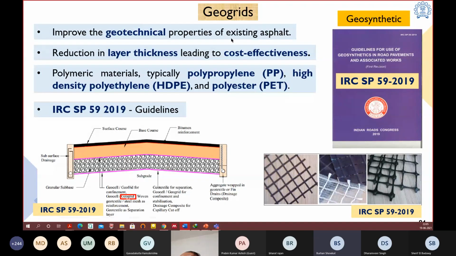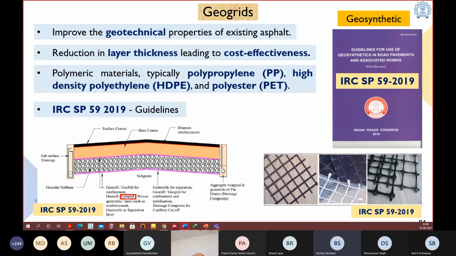The main aim of utilizing these geogrids is for the purpose of reinforcing, and because it provides a reinforcing action and also the stabilization, therefore it adds to the performance. So because of the stabilization using the geogrids, it leads to decrease in the layer thickness, which in turn leads to the cost effectiveness.